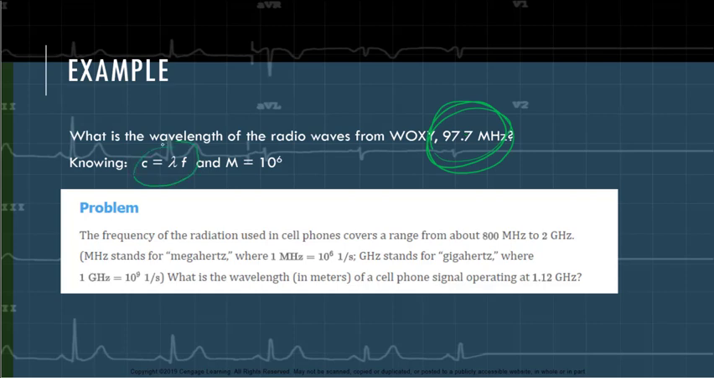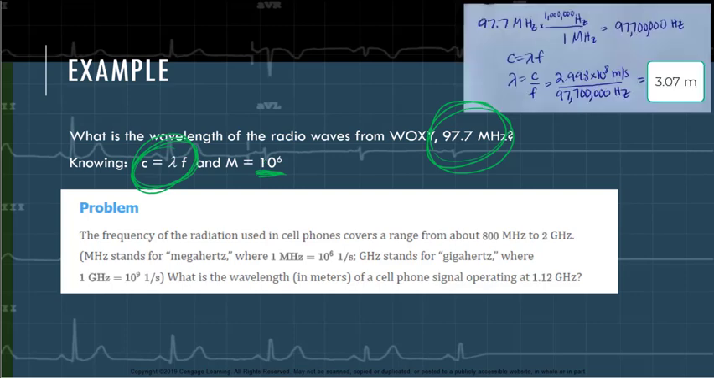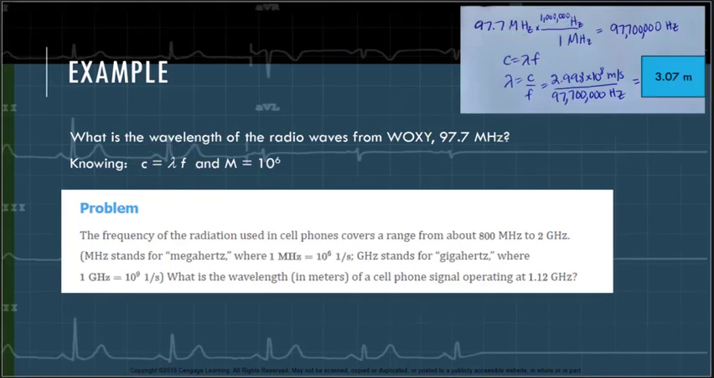Knowing this equation, speed equals wavelength times frequency, and also knowing that mega means there are 1,000,000 hertz in a megahertz, here's how I set it up. I first converted my megahertz into hertz, since 1 megahertz is equal to 1,000,000 hertz, so that gave me my frequency in hertz. Then using speed equals wavelength times frequency, I rearranged the equation to solve for wavelength. So speed divided by frequency: the speed of light, always 2.998 times 10 to the 8th meters per second, divided by my 97,700,000 hertz, and I got a wavelength of 3.07 meters.